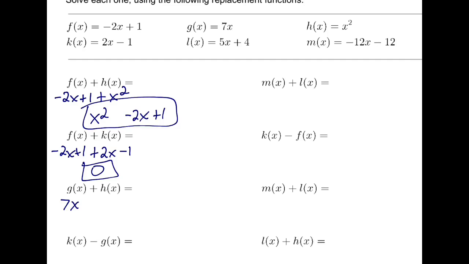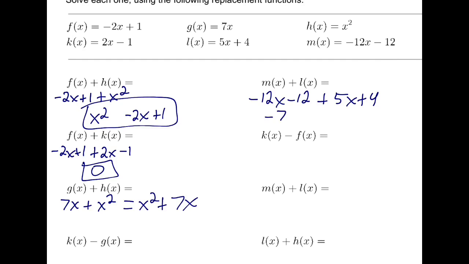G of x is 7x, and h of x is x squared. So if I combine like terms, I have x squared plus 7x. M of x is negative 12x minus 12. And if I add to this L of x, that's 5x plus 4, I have a negative 7x minus 8 for my final answer.